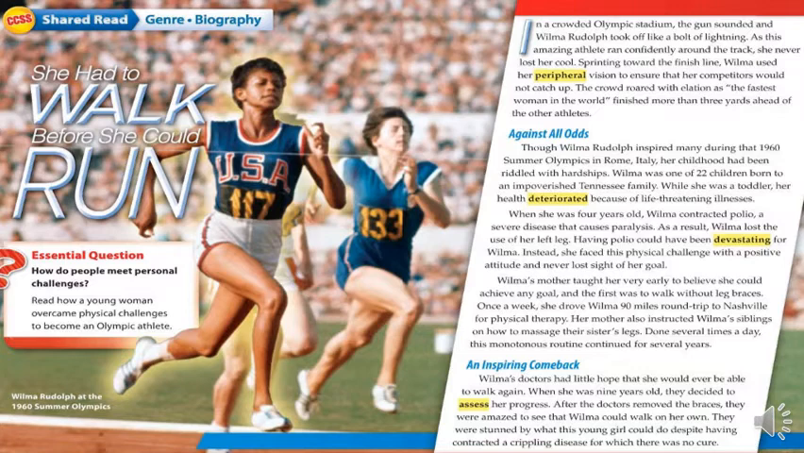Let's read the lesson together and then we'll continue. In a crowded Olympic stadium, the gun sounded and Wilma Rudolph took off like a bolt of lightning. As this amazing athlete ran confidently around the track, she nevertheless lost her cool, sprinting toward the finish line. Wilma used her peripheral vision to ensure that her competitors would not catch up. The crowd roared with elation as the fastest woman in the world finished more than 3 yards ahead of the other athletes.